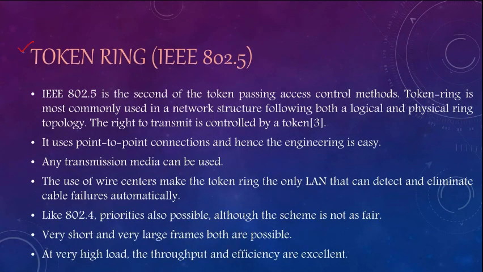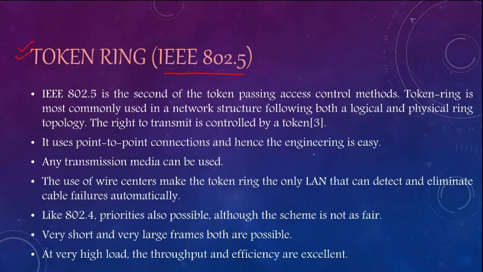The next one is the token ring, also called IEEE 802.5. IEEE 802.5 is the second of the token passing access control methods. Token ring is most commonly used in a network structure following both logical and physical ring topologies. The right to transmit is controlled by a token.